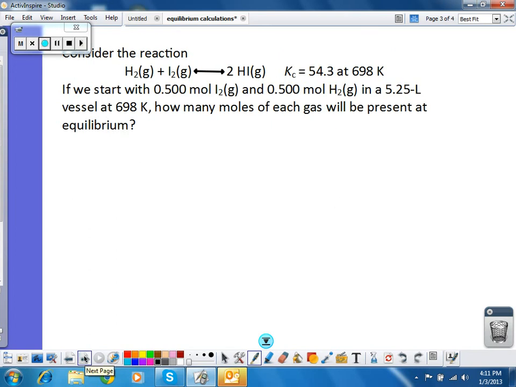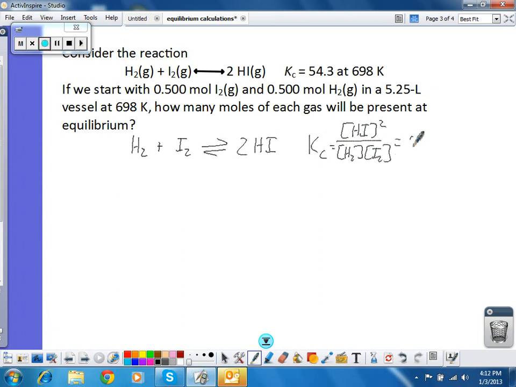Now we're going to look at a problem where you have to calculate equilibrium concentration values. Here's my reaction, here's my Kc value, and here are some initial concentrations, or initial number of moles in a 5.25 liter container. Again, the first thing we want to do is write the equation. We want to write the K expression, and we know that that is equal to 54.3. And then we set up our ICE table.